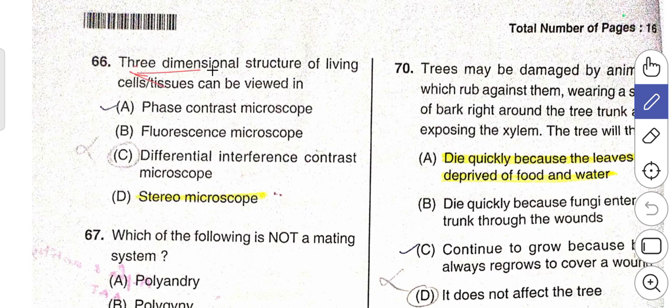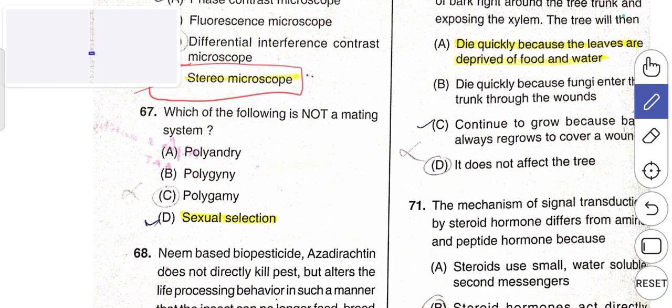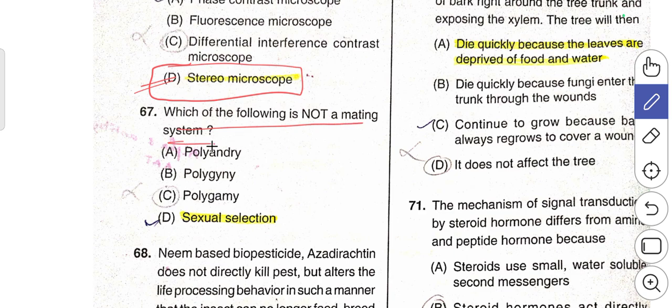Three-dimensional structure of living cells and tissues can be viewed in. It will be viewed in a microscope, that is stereo microscope. D is the right answer. Then 67th question. Which of the following is not a mating system? That is sexual selection. D is the right answer.